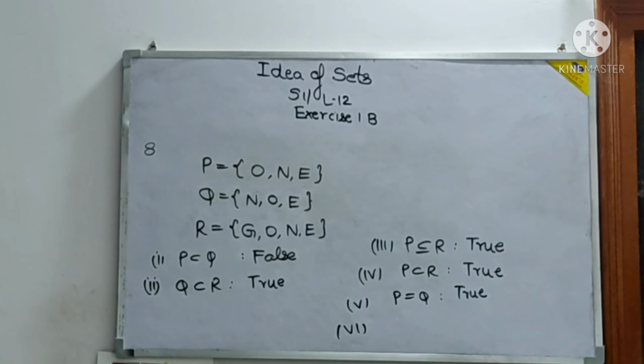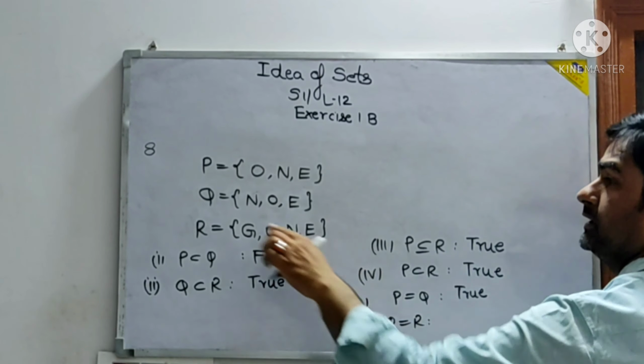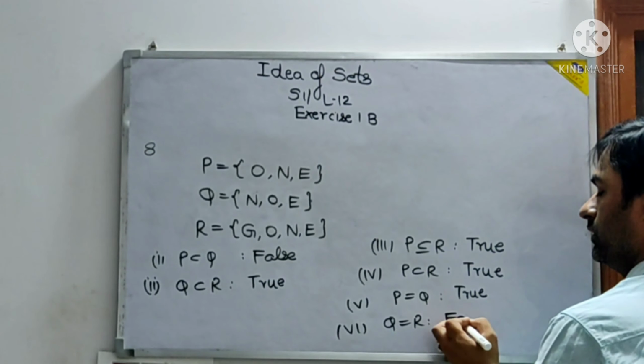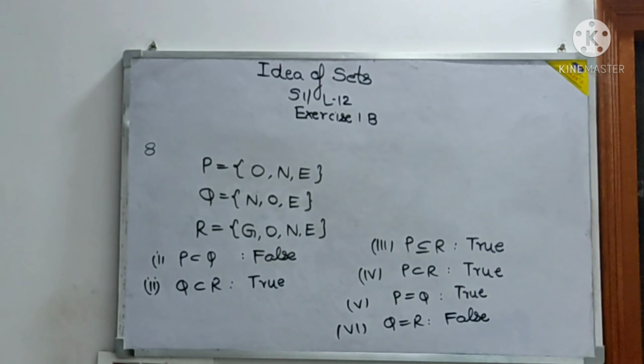And the sixth part is what? Q equal to R. Are R and Q equal? No, see, N, O, E and G also is here. This will be false. Okay. So, first is false, second is true, third is true, fourth is true, fifth is true, and sixth is false.